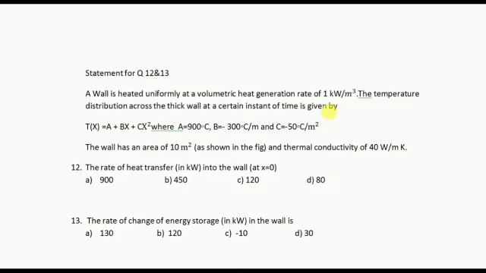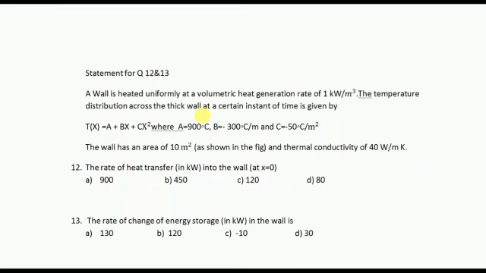Before, everything we have seen was steady state only, but here they have given it with respect to time, which means it is unsteady state. You have to be very careful. They are given a temperature profile T(x) equal to A plus Bx plus Cx squared, where the A value is given, B, C, everything is given.